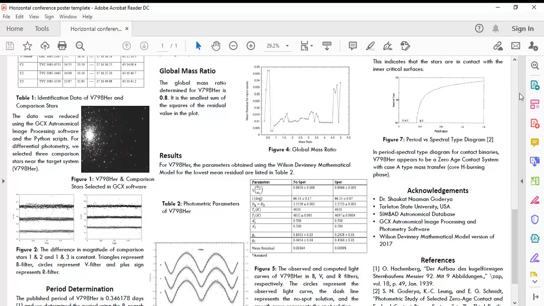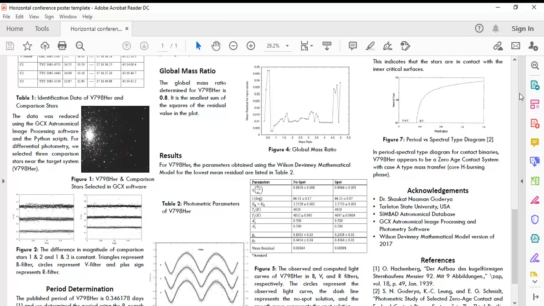The photometric parameters obtained after differential modeling of V798Her are listed in Table 2 for no spot and spot solutions. Here the mass ratio is 0.88 for no spot and 0.89 in spot solution. The inclination is 66.31 in no spot and 66.13 in spot solution.